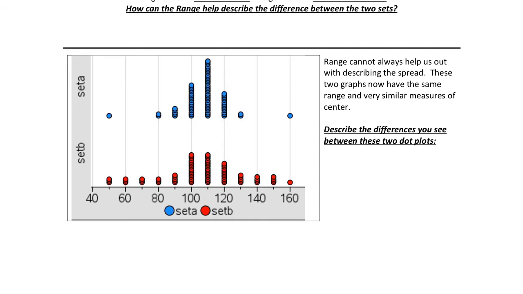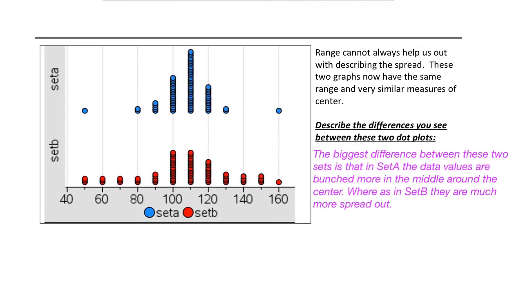I've taken our same data that we had in set A and set B, but I've changed it just a little bit. Now set A has the exact same range as set B, just by adding two extra data points. So hopefully you're noticing that the biggest difference between these two sets is that in set A, the data values are bunched more in the middle around the center, whereas in set B, they are much more spread out. Why don't you take a moment to go ahead and copy that down into your own notes.